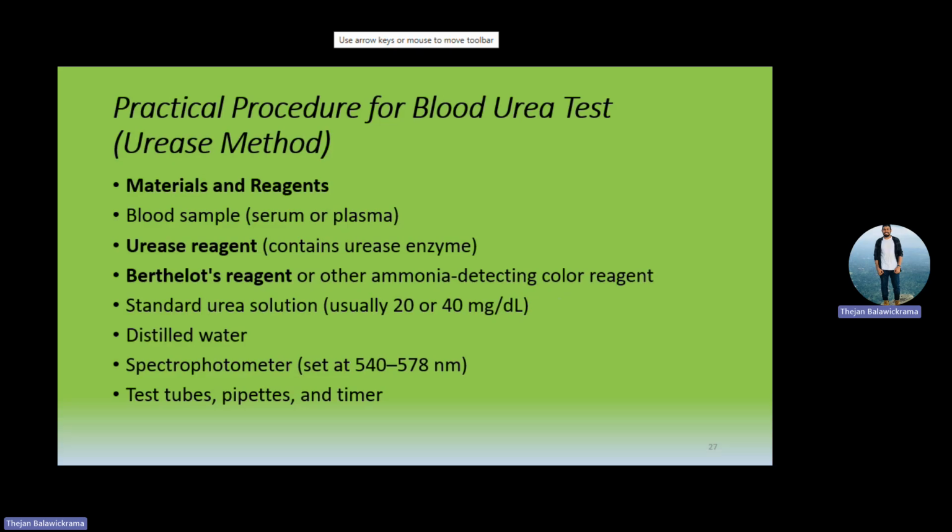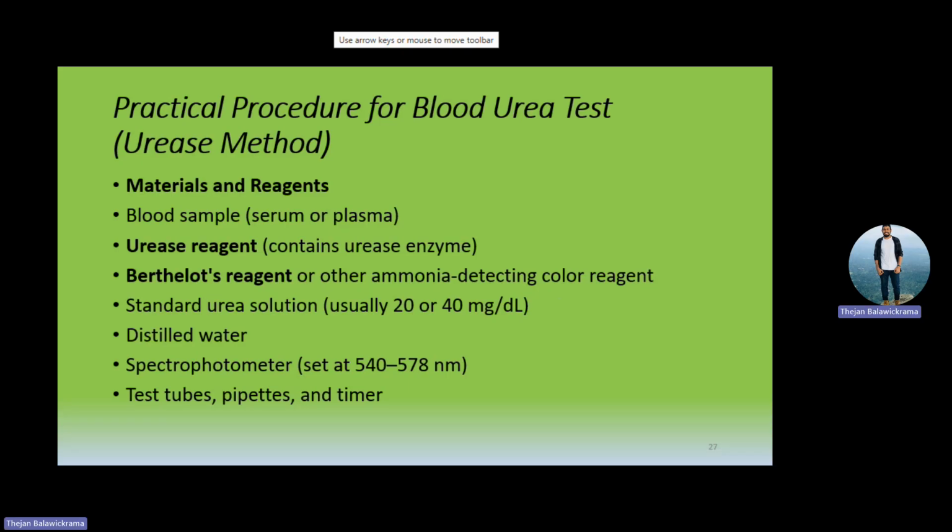So how do we do this test? We obviously need our blood sample, the urease enzyme, that is to break down urea into carbon dioxide and ammonia. And we need the Berthelot reagent. What does it do? It makes a colored substance by reacting with ammonia. Then we measure the color intensity.